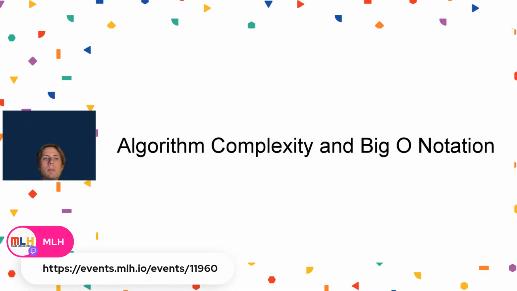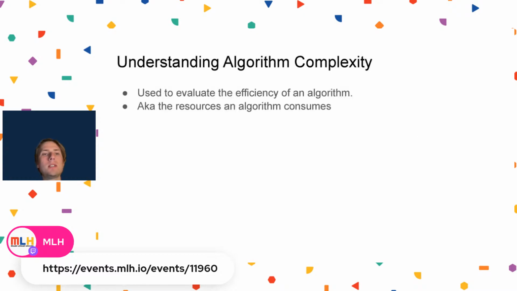And now we're going to talk about algorithm complexity and Big O notation. So to understand algorithm complexity, algorithms are used to evaluate the efficiency, and that means really the resources that an algorithm consumes.